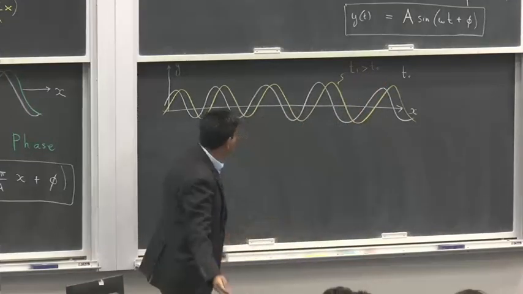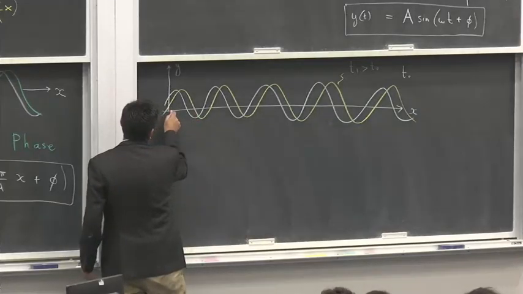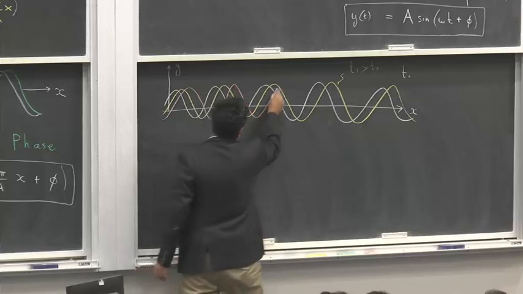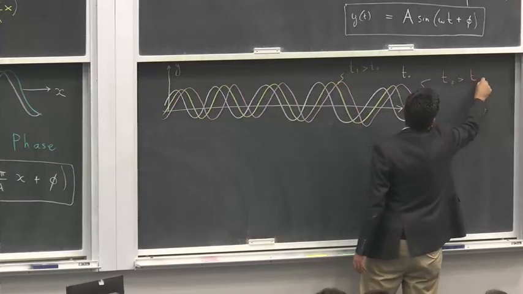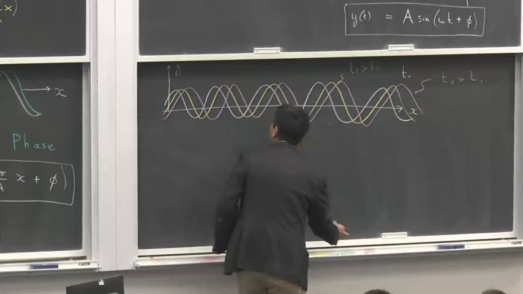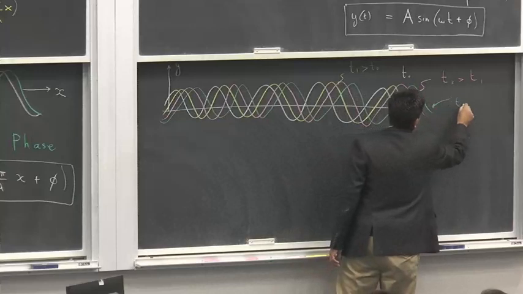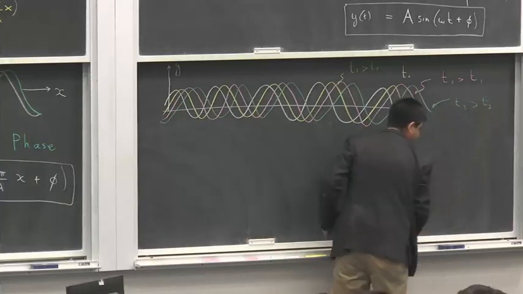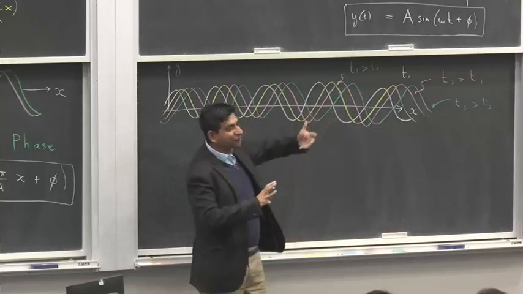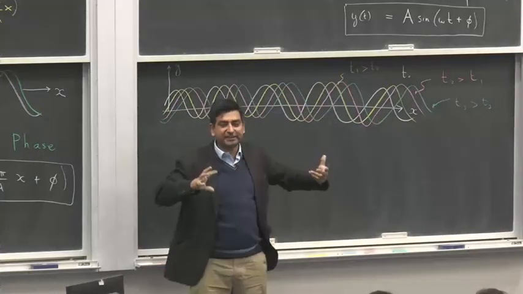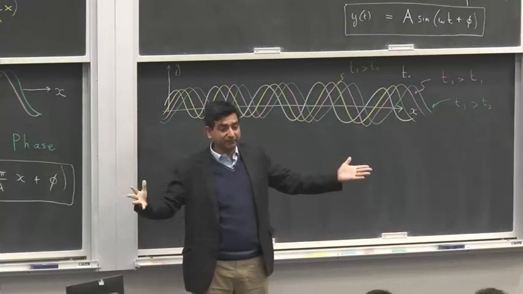At yet some later time, the wave has moved even forward. It's propagated even further ahead. This is at some t2, greater than t1. And likewise, now this is the actual wave that I'm talking about. Now what I would like to do is somehow combine these two mathematical descriptions together into the same formula, so that I have one formula that describes this propagating wave.